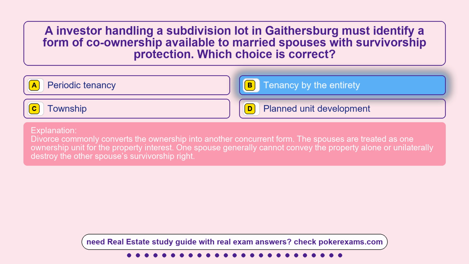Divorce commonly converts the ownership into another concurrent form. The spouses are treated as one ownership unit for the property interest. One spouse generally cannot convey the property alone or unilaterally destroy the other spouse's survivorship right.